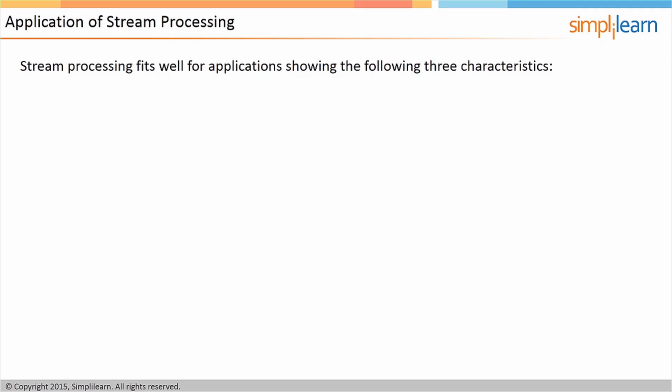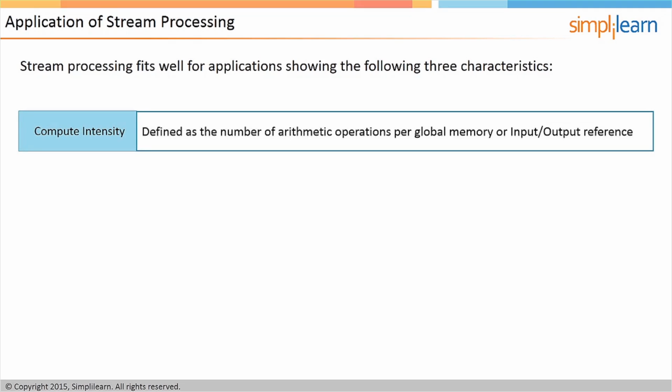Stream processing fits well for applications showing three characteristics. Let's first talk about compute intensity, which is defined as the number of arithmetic operations per global memory or input-output reference. Today, in various signal processing applications, this intensity is well above 50:1. Also, it's increasing with the complexity of algorithms.